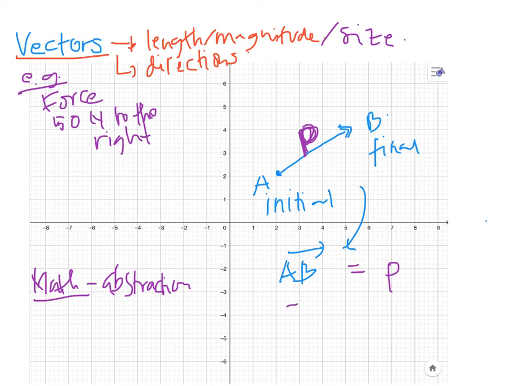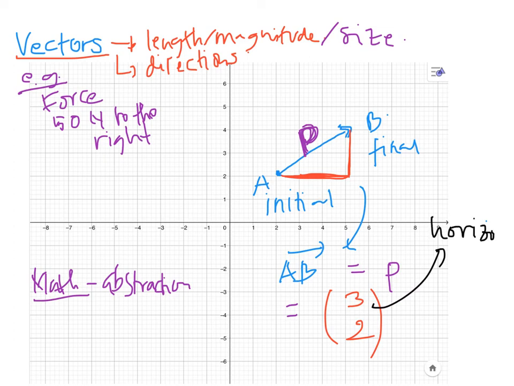The way we represent or write vectors is like a gradient. Because we know 1, 2, 3, the distance is 3 to the right and then 2 up. So you go 3 to the right and then 2 up, the shift right and then the shift up. This is how we write it, the way we represent it. The number 3 represents the horizontal movement, and the 2 represents the vertical movement.